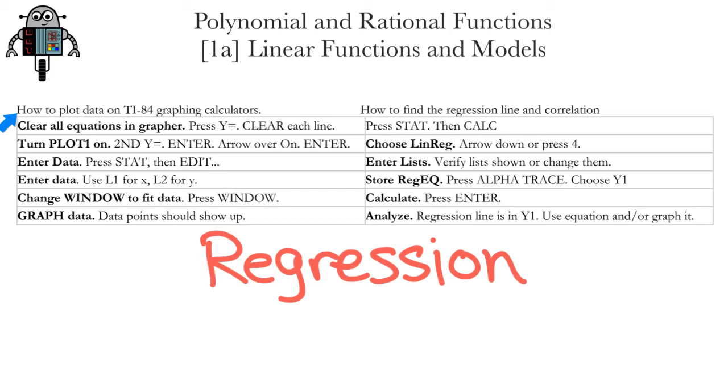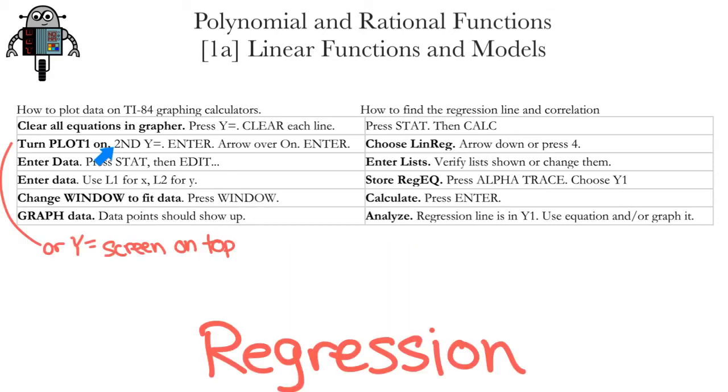Notice that the left column is just focused on how to plot data on TI-84 graphing calculators. First, we get set up by clearing all the equations in the graphing calculator. We go to y equals and clear everything out. Then we turn the plot on, and we do that by pressing second y equals. The other way to do it is in the y equals screen, and you just highlight whatever plot you want on and press enter. Then we go to stat edit to enter the data.